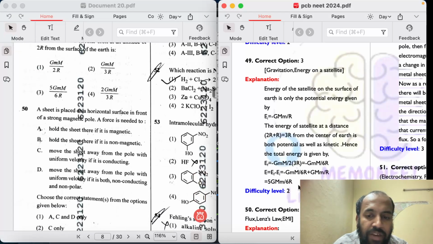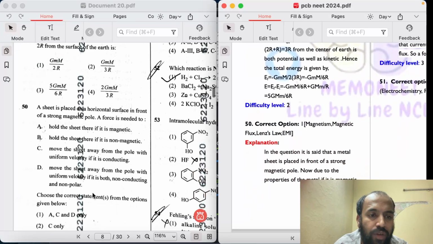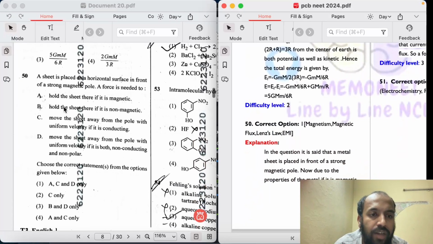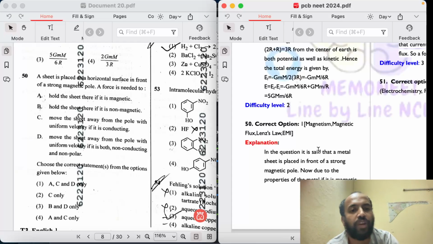Question number 50 being the last question of physics. Let's just have a look. It talks about Lenz's law. A sheet is placed in a horizontal surface in front of a strong magnetic pole. A force is needed to. Now let's look into the options and try to see which would be the right answer. Hold the sheet there if it is magnetic. Okay, if it is magnetic, that's true. There would be a force required which will hold.